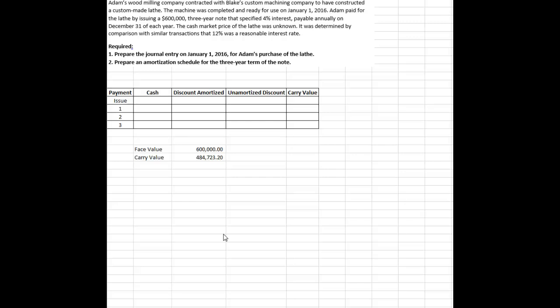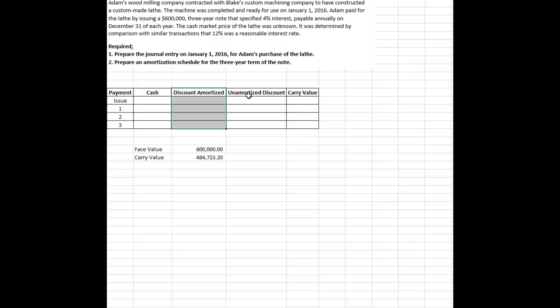Okay, so the hard part of this problem is really done, and that was done in the first part to correctly calculate the carrying value of the debt. And we established that the carrying value of the debt is significantly lower than the face value of the debt. And so at the end of each accounting period, when we have to record interest expense and amortization, this becomes where we need an amortization table.